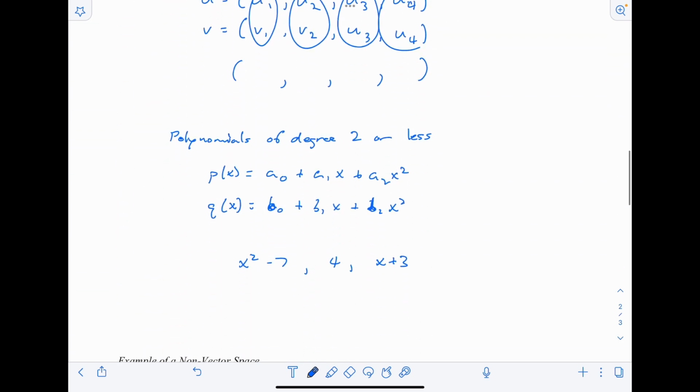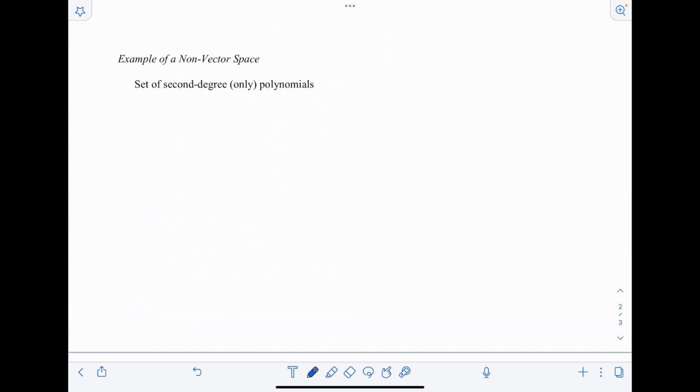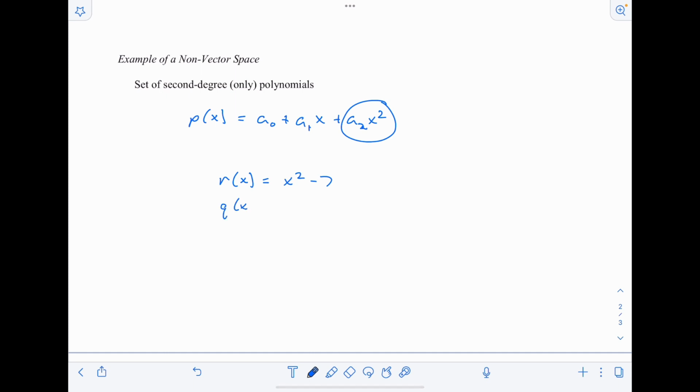But what if I restrict that even further? What if I said, for example, that it's only second degree polynomials? So when I think about p of x being a sub 0 plus a1x plus a2x squared, in this case, they always have to have an x squared term because it's always in the second degree. Well, the problem here is if I, for example, take r of x and define that as x squared minus 7. And let's take q of x and define that as negative x squared plus x.